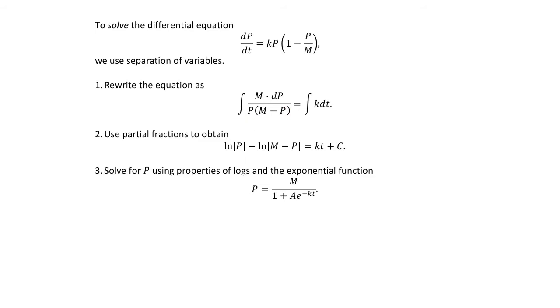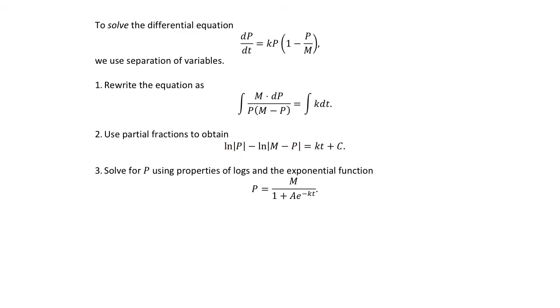It is a rational function in p, so we would use partial fractions. And it turns out when you do it, you end up with something like the natural log of p minus the natural log of m minus p is equal to k times t plus c. That's pretty easy to see. So when you solve for p using properties of logs and the exponential function, you end up with something like this. You would first combine these two with a log property, then use the exponential function.